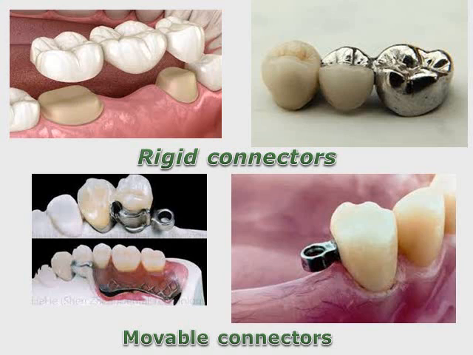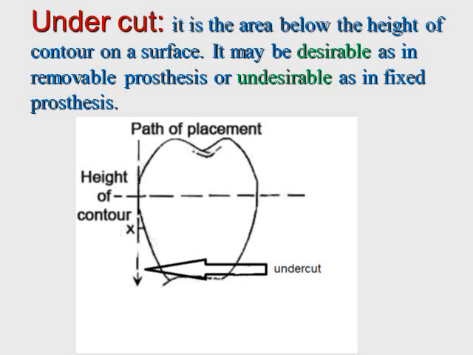We are going to see that this joint is a movable joint, and it is used to support a removable part of a bridge, a removable partial denture, which is going to connect to the fixed bridge by such a movable connector or joint. Here we are going to have other definitions, like undercut.